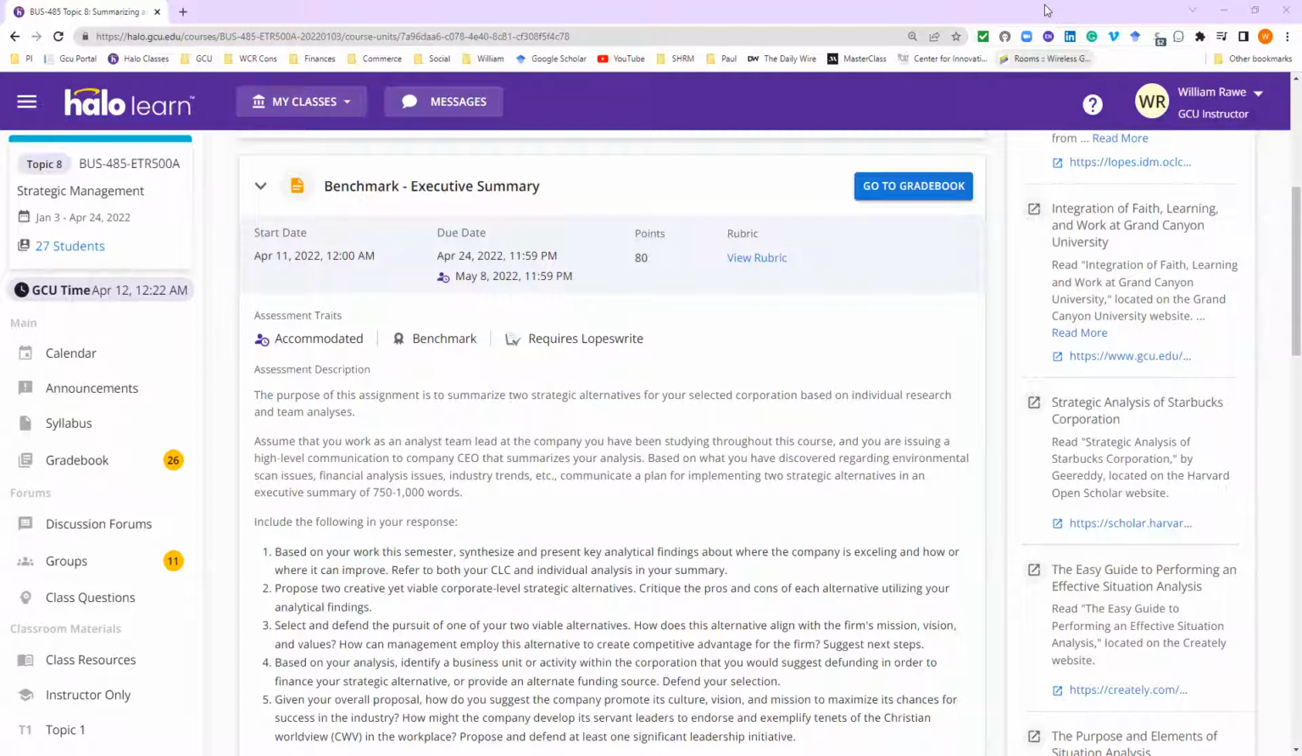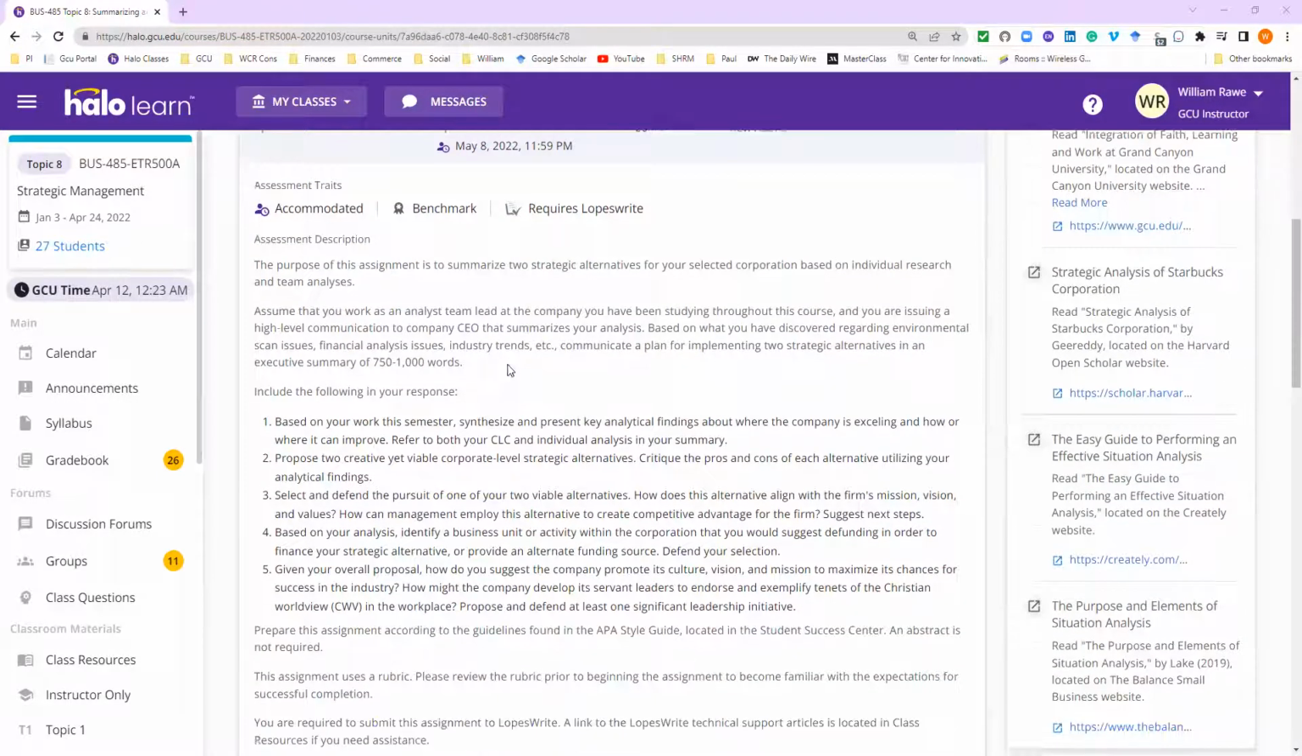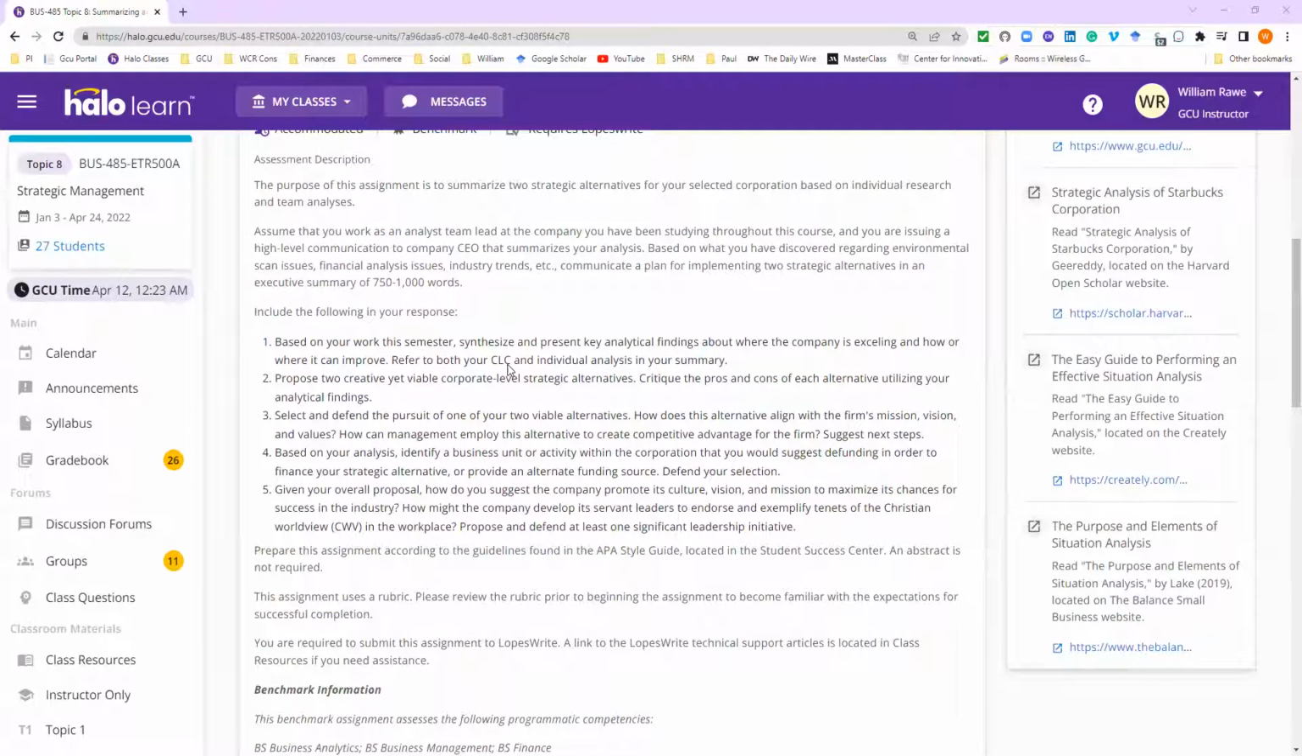The first one is the executive summary, which is a benchmark worth 80 points. And let's jump into what's required. So first of all, the purpose of this assignment is to summarize two strategic alternatives for your selected corporation based on individual research and team analyses.